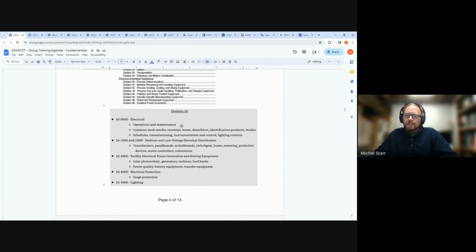So when you're drawing a one line, check out the categories here. At the high level, we said Division 26 is electrical. So that's easy, kind of ignore that now. And then there's 0, 1, 2, 3, 4, and 5. I still haven't said why I'm talking about specs, but I said that the specs describe the work results.